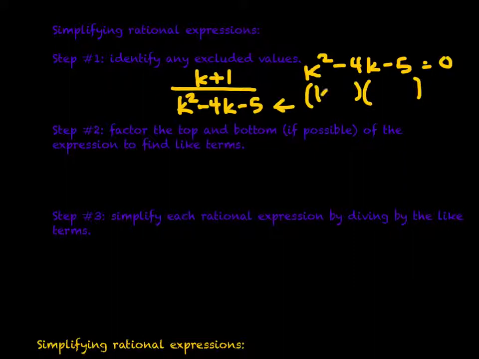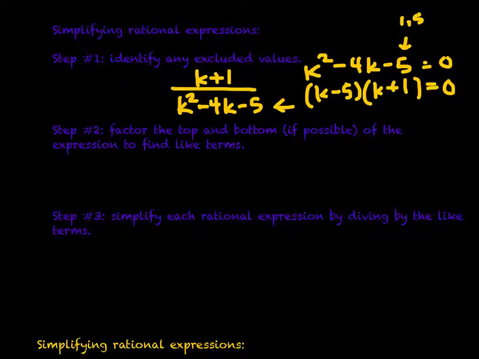So we could say k minus 5, essentially what numbers are factors of 5 that could add or subtract to be a negative 4. So we have 5 and 1. 5 and 1 can essentially go there. And we have a negative 4 there, so that means that 5 is going to be bigger, so we can say k minus 5 times k plus 1 is equal to 0.